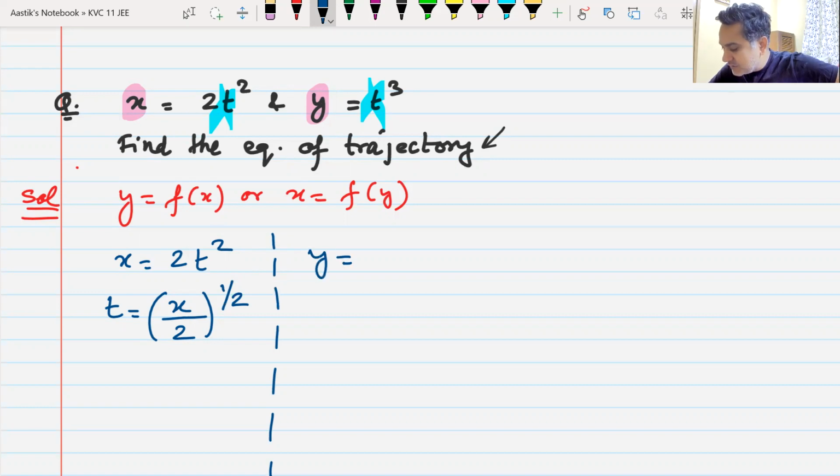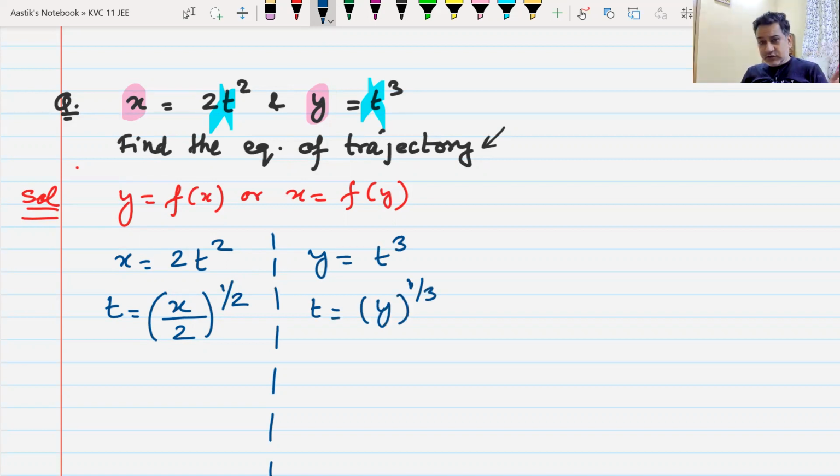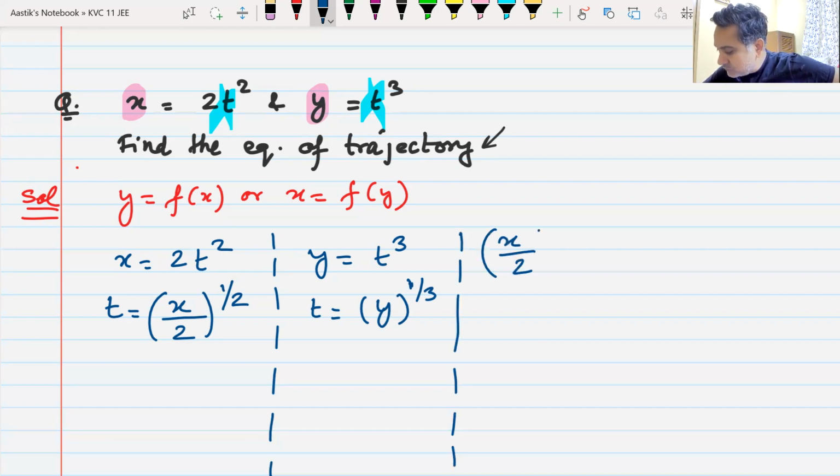I look at the other equation, y is equal to t cube. From here, I can write t as y raised to the power 1 by 3, or cube root of y. I have got t on the left hand side, I have got t on the right hand side. What I am going to do is equate the two t's. x by 2 raised to the power half is equal to y raised to the power 1 by 3. This is the equation of trajectory in this case.